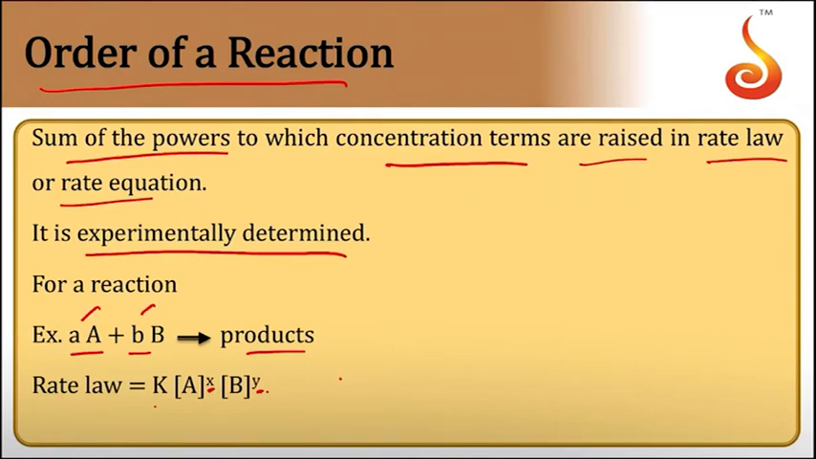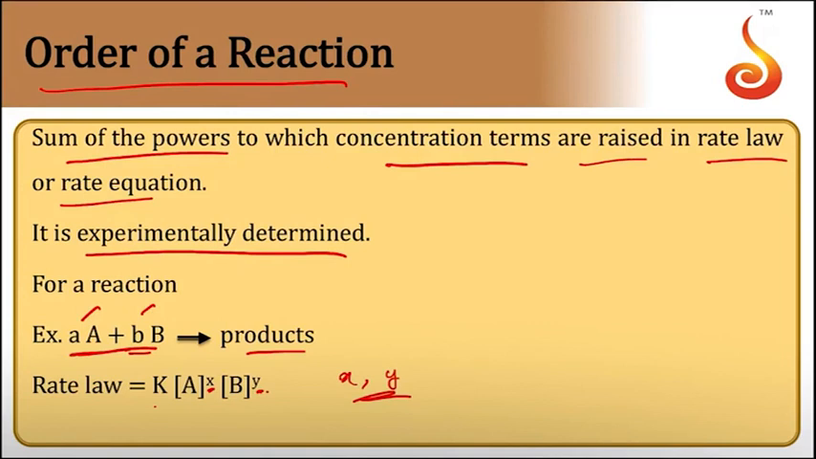Because these powers x and y in the rate law are determined from the experiment. They are given by the experiment, whereas a and b in the equation are obtained by balancing the equation. So here the powers x and y come from the experimental data, whereas a and b are obtained by balancing the chemical equation. So these two may or may not be the same.